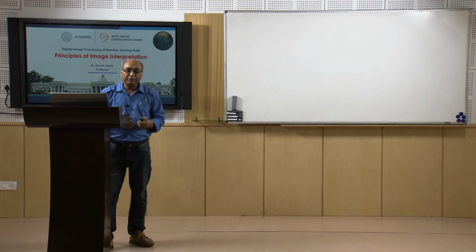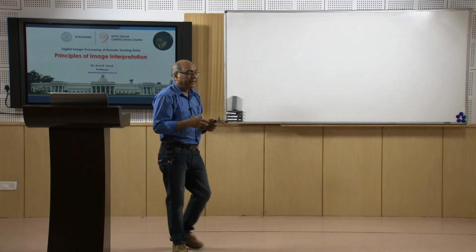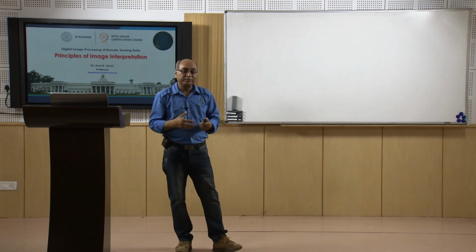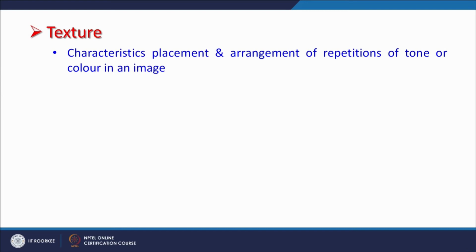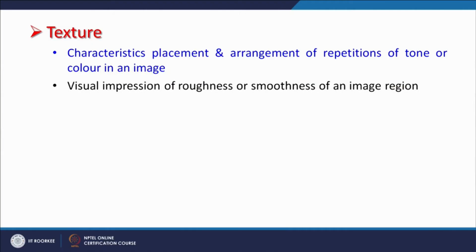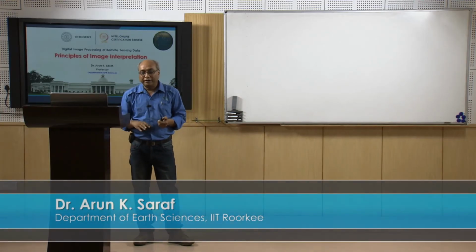Now next one is the texture. Next characteristic or next element is the texture, and texture is the characteristic placement and arrangement of repetition of tone or color in an image, that will give you the texture. And the visual impression of roughness or smoothness of an image region, a part of image, how it is appearing, whether it is very smooth or very rough.